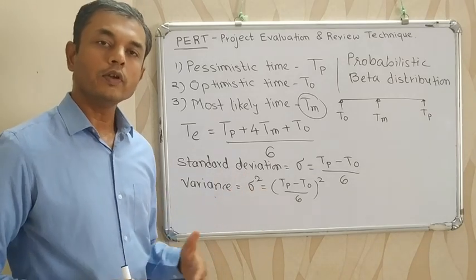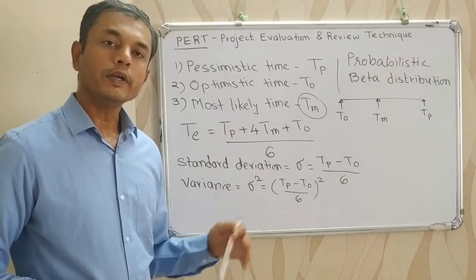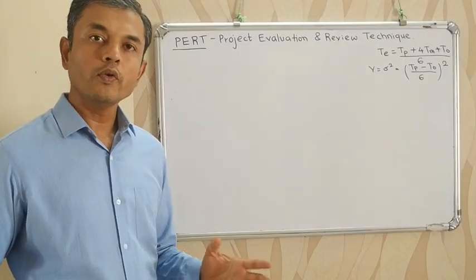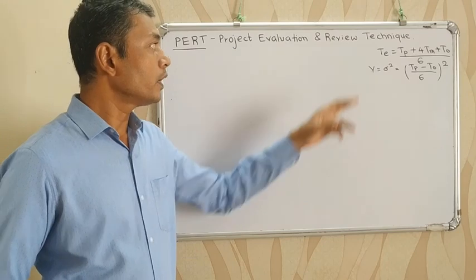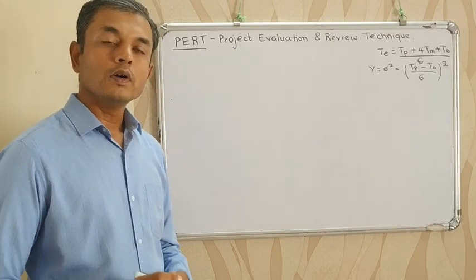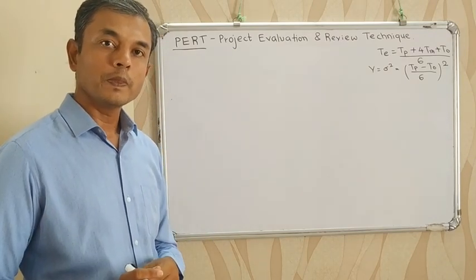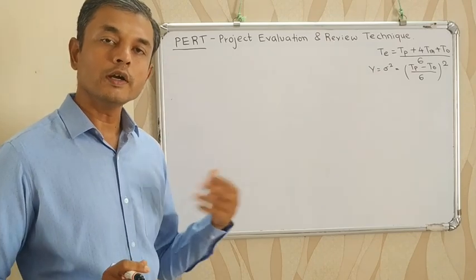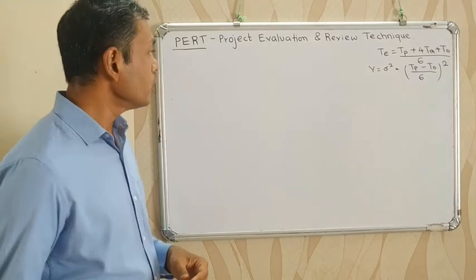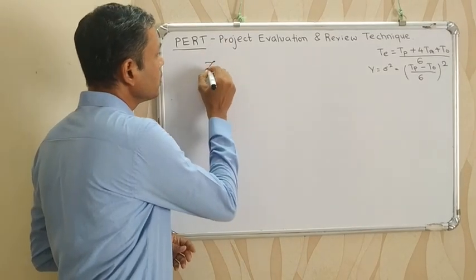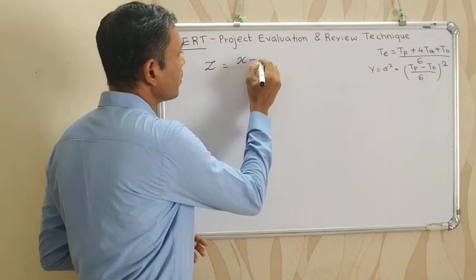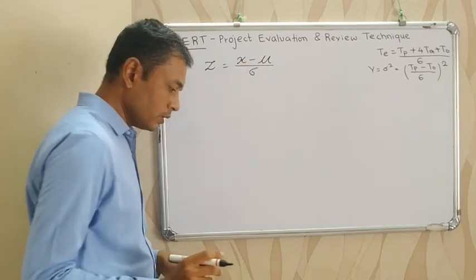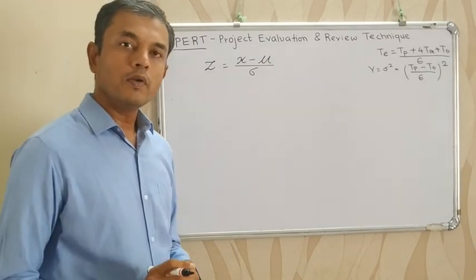So now let's calculate how to calculate the probability of an activity to complete in a particular duration. So we have calculated estimated time and variance. Now let's consider that the beta distribution of PERT is approximated to standard normal distribution, and so we can say that statistic Z equal to x minus mu divided by sigma.